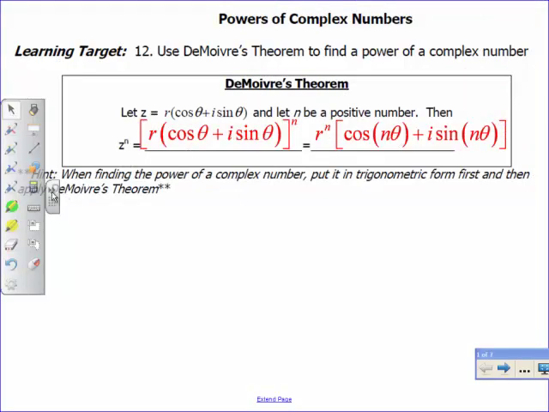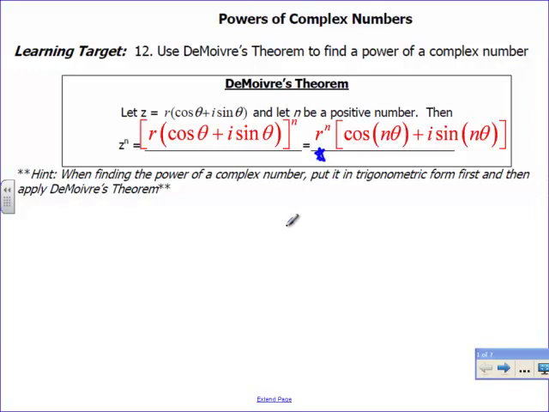It's right here. Let z be the trig form of a complex number and n be a positive number. Then z to the n, so that trig form to the nth power, would be the entire trig form to the nth power, or simplified, and this is De Moivre's theorem, r to the nth power, so that power gets distributed to the r, and then it becomes a multiple of your theta. So this second part of the formula is what we're going to use as De Moivre's theorem to find the power of the complex number. So we take the power of r, and then we take the multiple of theta.